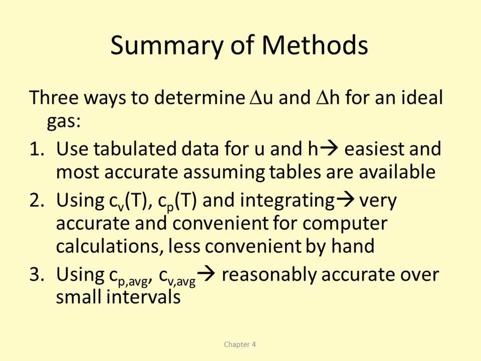And then the third way would be using an average C sub P, where you can calculate the average either at the average temperature, or you can find C sub P at the initial, C sub P at the final, and then average those two together. So either way, it's reasonably accurate over small intervals. It starts to become less accurate as you're going over large temperature differences.